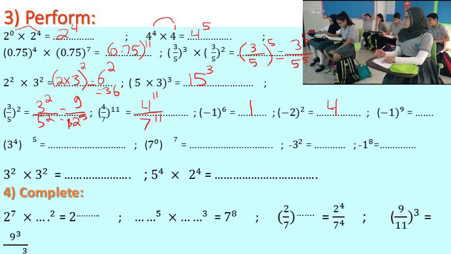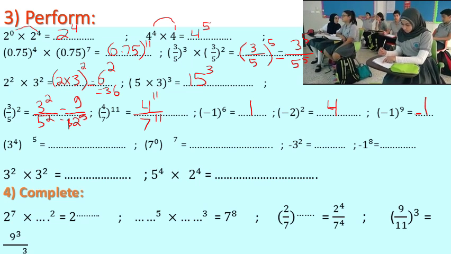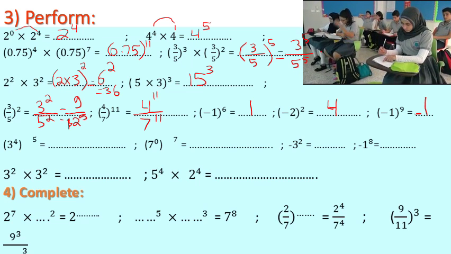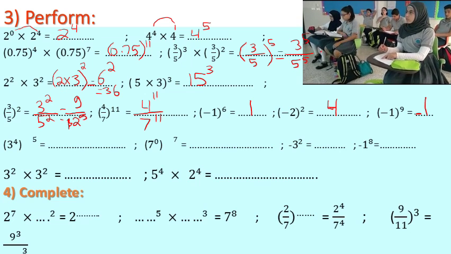Minus 1 to the power 9, Badia. What's the answer? Negative 1. Why? Because 9 is an odd number. 9 is odd.